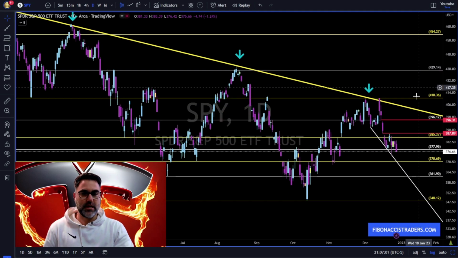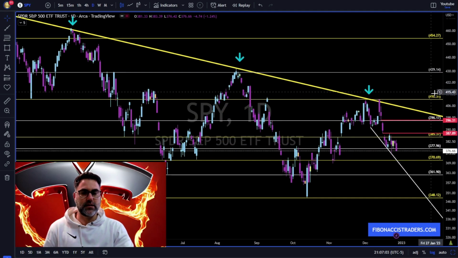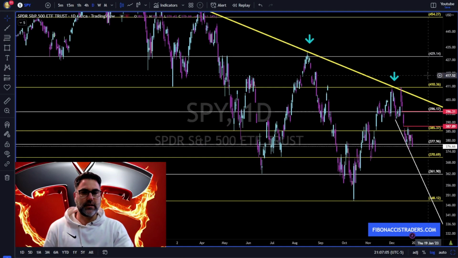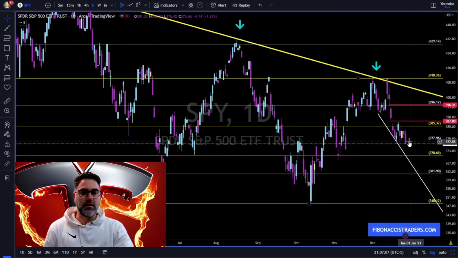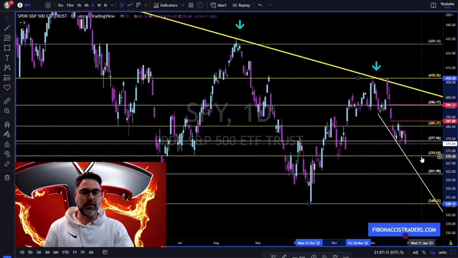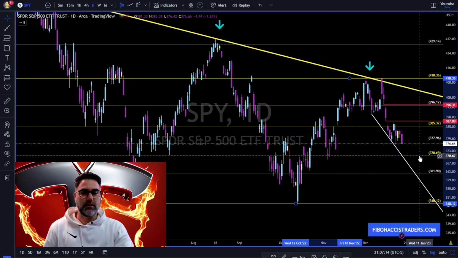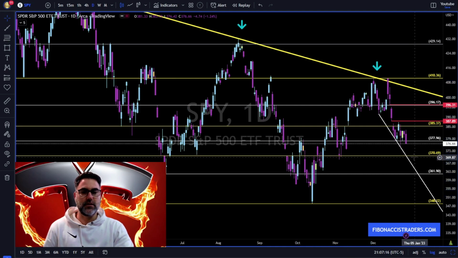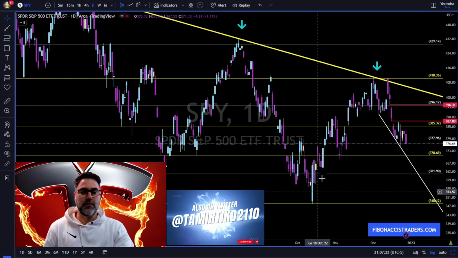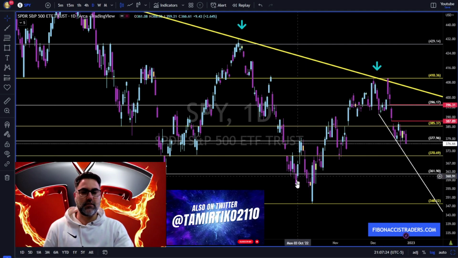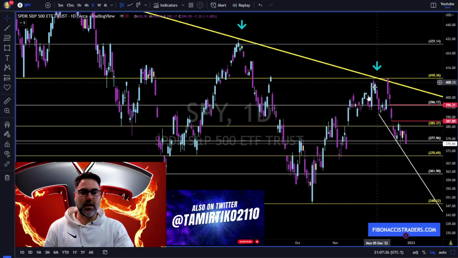SPY basically moving sideways, but we can see bearish sentiment. Bears are pushing price to the downside, and maybe 370 is next support that needs to hold. This 370 is also the 618 Fibonacci level for this retracement, for this uptrend.